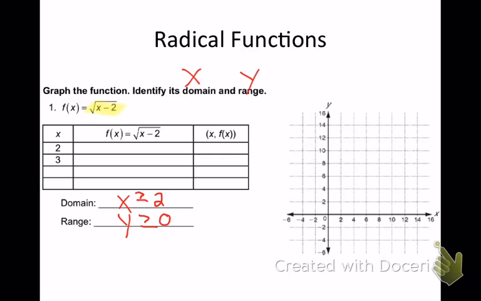Okay. Now I'm going to pick some values. Notice I picked 2. So I'm going to pick 2, plug it in. I get the square root of 2 minus 2. 2 minus 2 is 0. Square root of 0 is 0. I get the coordinate 2, 0. Does everybody see how I did that? Next, I'm going to pick the number 3. They kind of have that for us there, so I'm going to plug 3 in. I get the square root of 3 minus 2. 3 minus 2 is 1. Square root of 1, anybody? 1. So I get 3, 1.